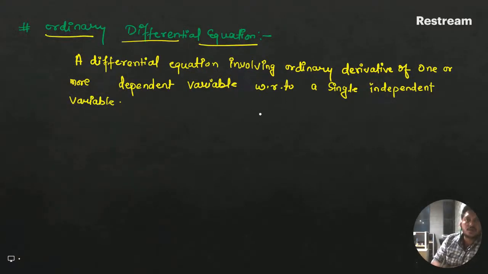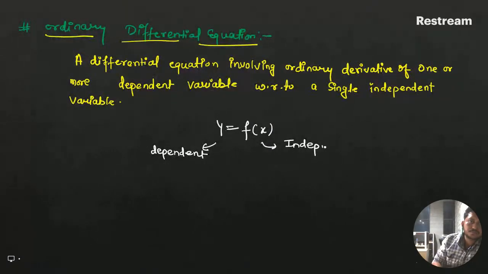So you know about dependent and independent variables. Basically, here we write y equals f(x), then y is called the dependent variable and x is our independent variable. So y depends on x, and x is the independent one.